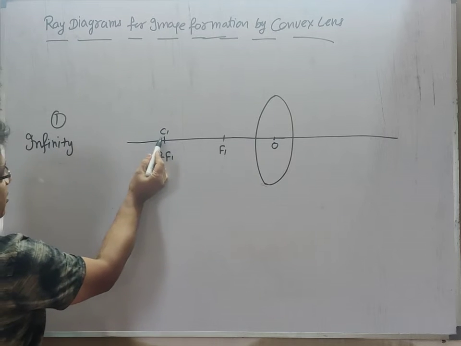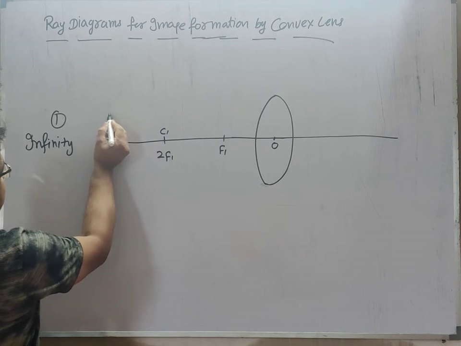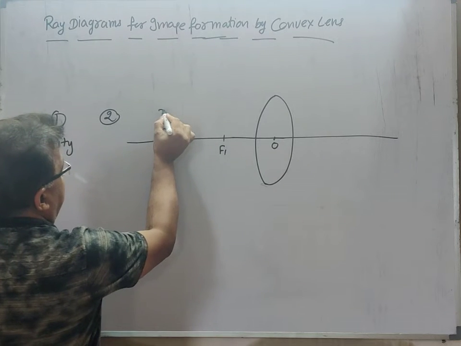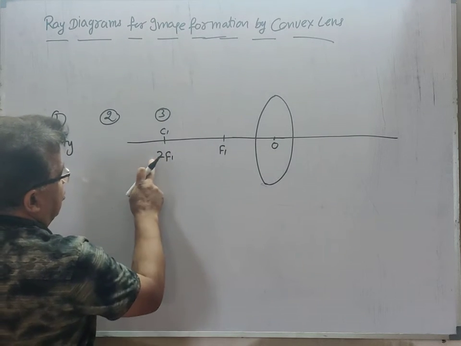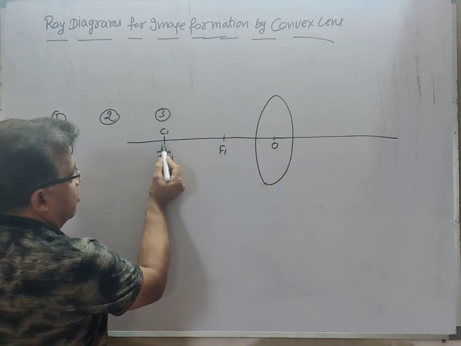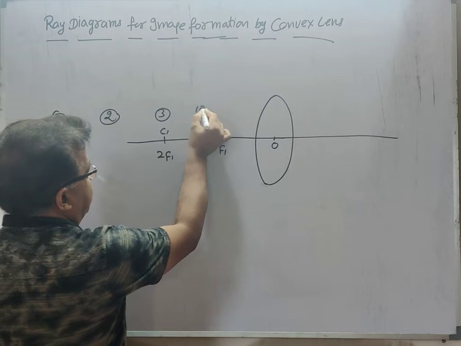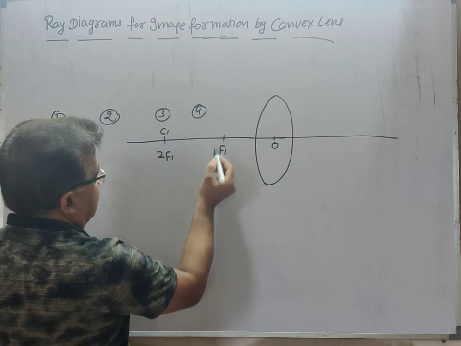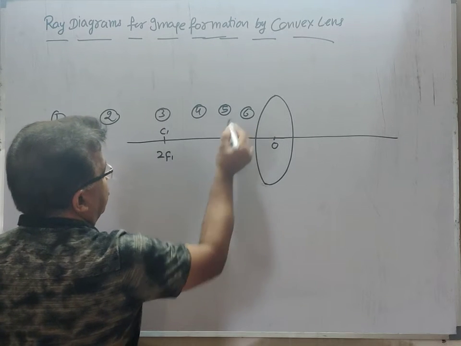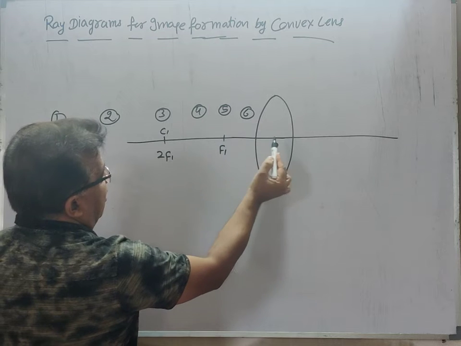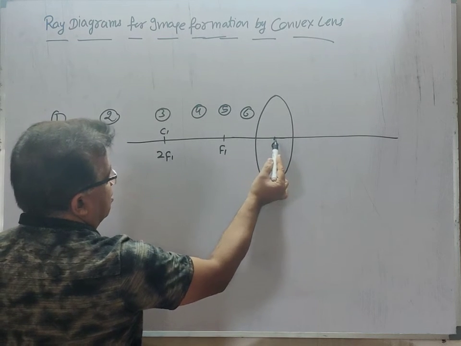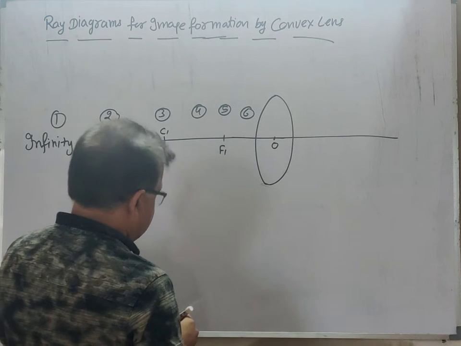The second position is between infinity and 2f1. The third position of our object is at 2f1 or at C1. The fourth position is between 2f1 and f1. The fifth position is at f1, and the sixth and last position is between f1 and the optical center of the convex lens. Now we shall study them one by one.